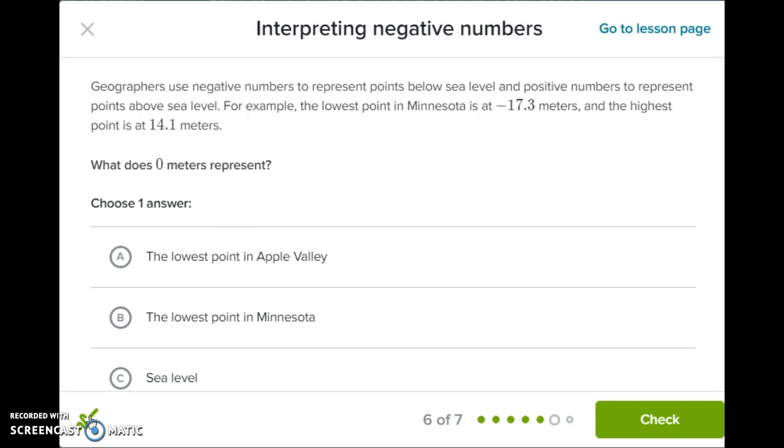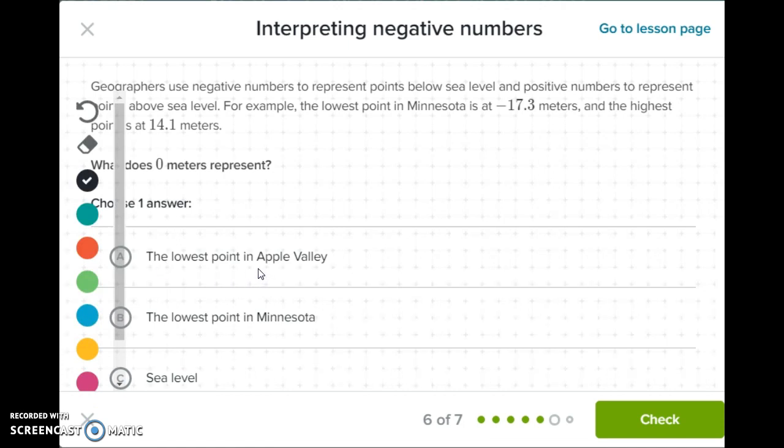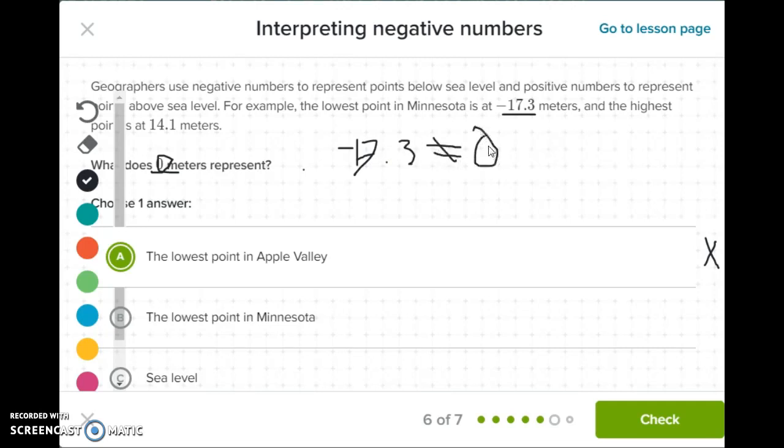Well, Apple Valley has nothing to do with Minnesota, so we know that this has nothing to do with anything. So this is incorrect. The lowest point in Minnesota is negative 17.3 meters, so we know automatically that it's not 0, because negative 17.3 is not equal to 0. Everyone knows that.